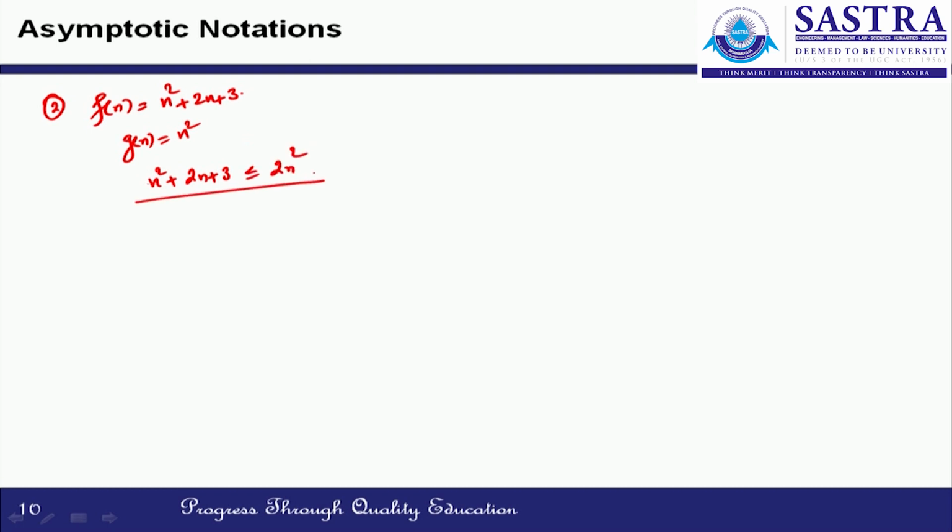Second example, consider this f of n. n represents the input size. f of n is equal to n square plus 2n plus 3. Considering g of n is equal to n square, let us try to write this as n square plus 2n plus 3 is less than or equal to 2 into n square.